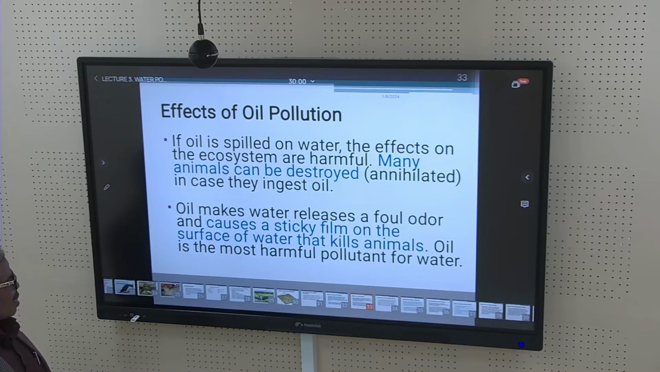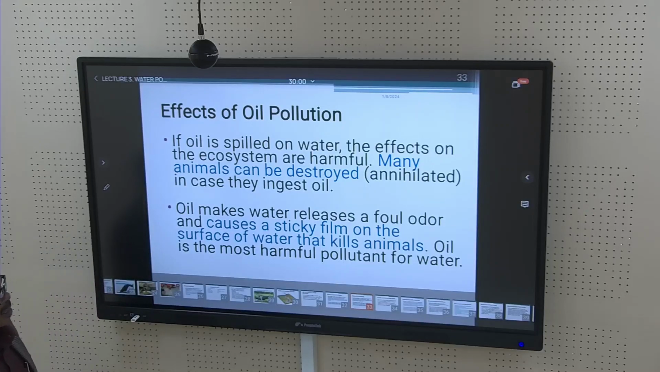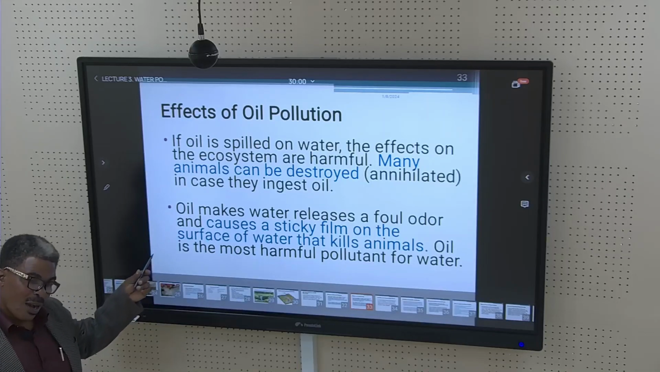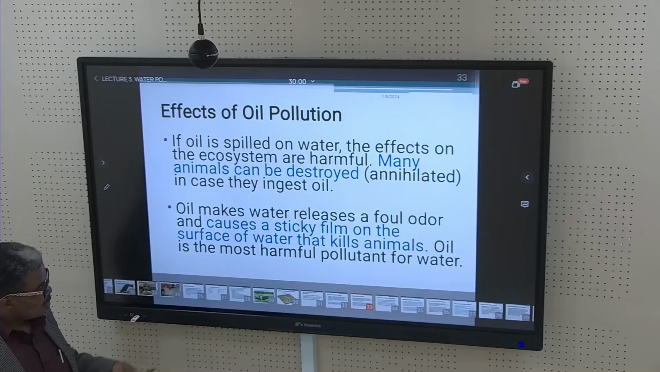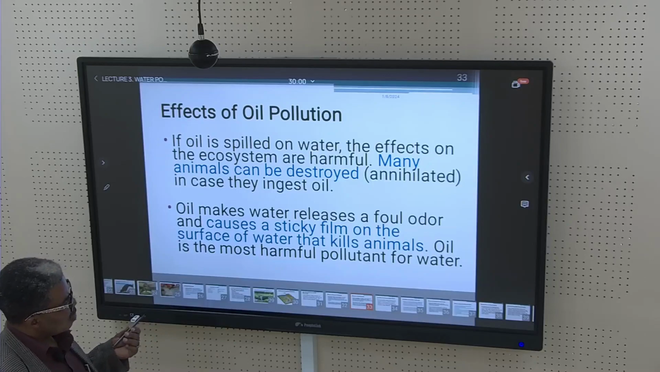Oil is the most harmful pollutant for water. We are told that oil is the most harmful pollutant for water as it causes the killing of animals. Why? Because on top of water, the layer that is brought by this oil cannot allow air to pass through. So these animals cannot survive if they happen to use this water.